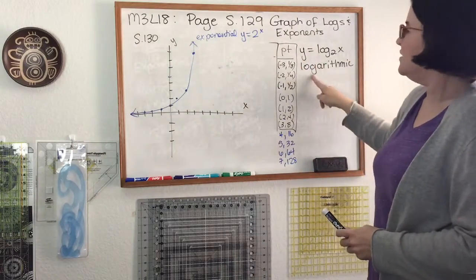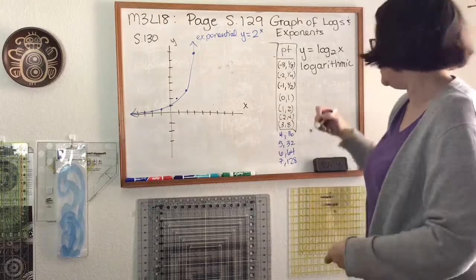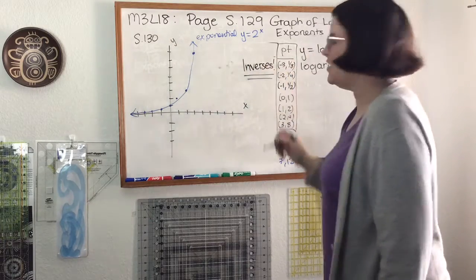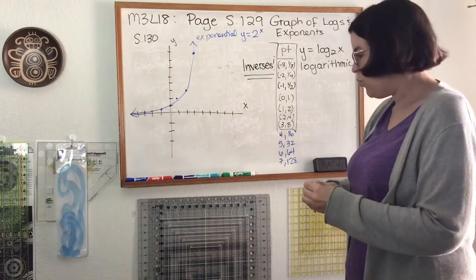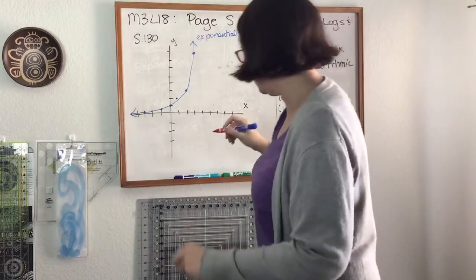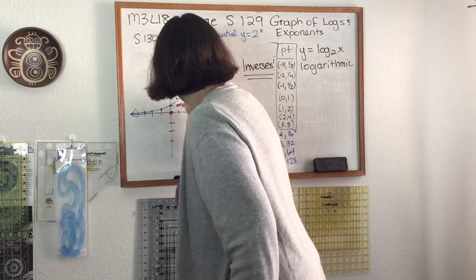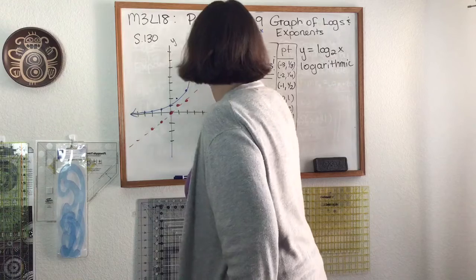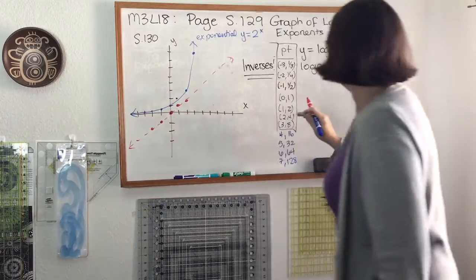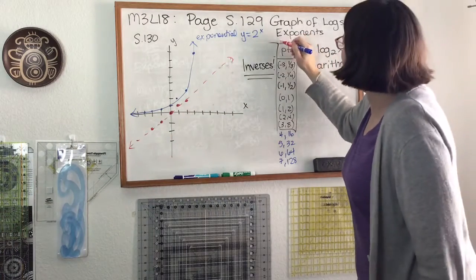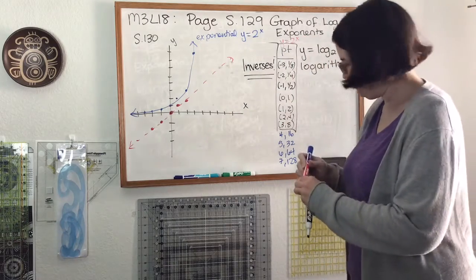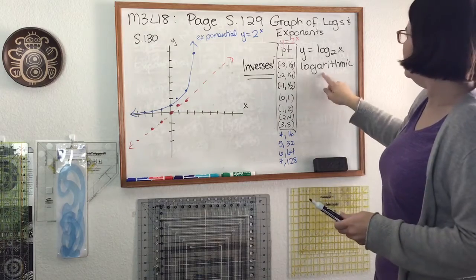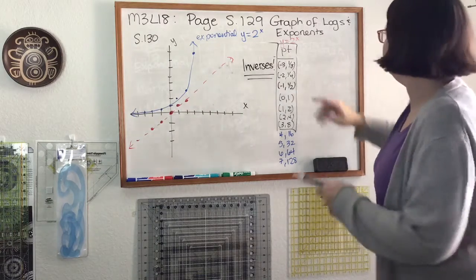This and this are what are called inverses. And what that means is that they are opposites of each other in a relationship. And what they're going to do is they're going to cross what is called the line y equals x, which you don't have to draw the line y equals x. I'm just showing you where it is. And the best thing about this is the points for y equals 2 to the x. I now want the points for y equals log base 2 of x.